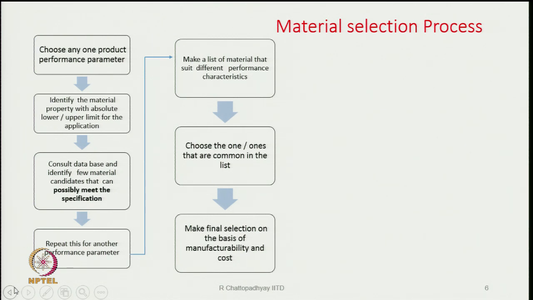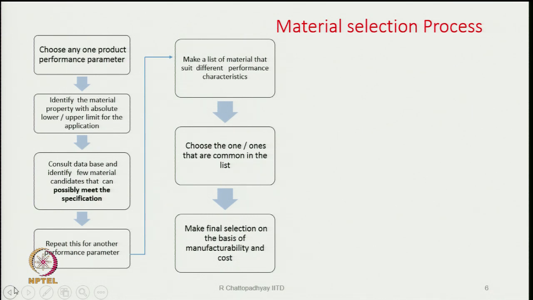Then you choose the property of the material without giving the name of the material. If it is strength, what is the basic minimum strength that is required, that is the absolute lower limit, so that it can meet the requirement of strength of the product, or it could be something else also, not necessarily strength. So, we have to know what is the upper limit and what could be the lower limit. Then consult the database and identify few material candidates that can possibly meet the specifications.